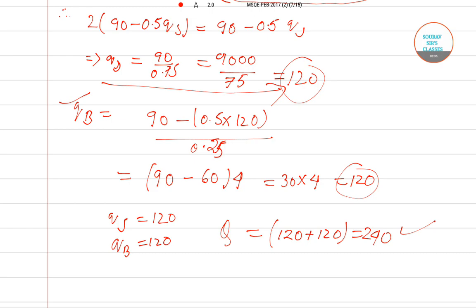Now from here we can find the price, which will be equal to 90 minus 0.25 into 240. If you solve this, you will get 90 minus 60, which is 30. So we have found the price to be 30.